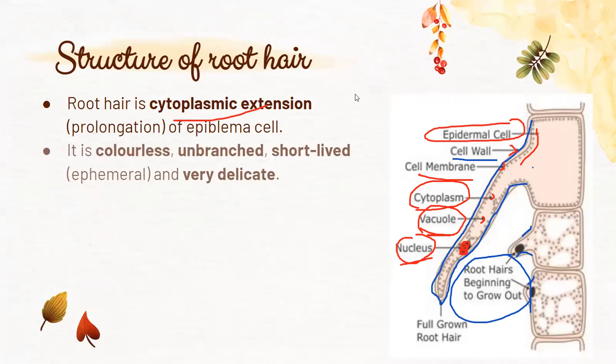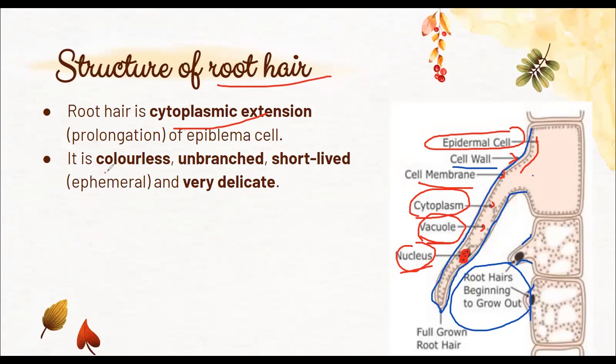This root hair, we are talking specifically only of the root hair, is colorless and unbranched. As you can see, only one root hair comes out of one cell. They are very short-lived and very delicate. Short-lived means ephemeral. For a certain period of time, they will perform the function of water absorption. Once they wear and tear, new root hairs will come out. And they are very, very delicate.